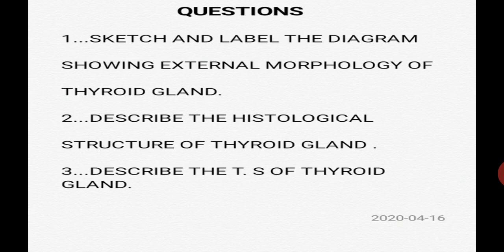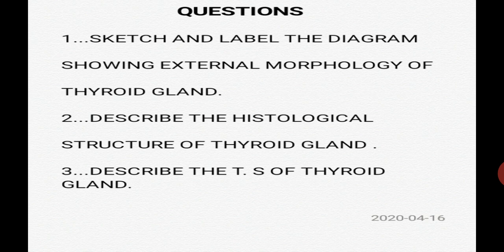Now we will discuss some questions based on the thyroid gland. The first question is: sketch and label the diagram showing the external morphology of a thyroid gland. In this question, sketch and label is asked, so you have to sketch a diagram and label it. Only 3 labels are required because this question will ask for 2 marks: half a mark for the proportionate diagram, and any 3 labels carry 1.5 marks. For this question you will refer to our diagram number 1, external morphology of a thyroid gland.